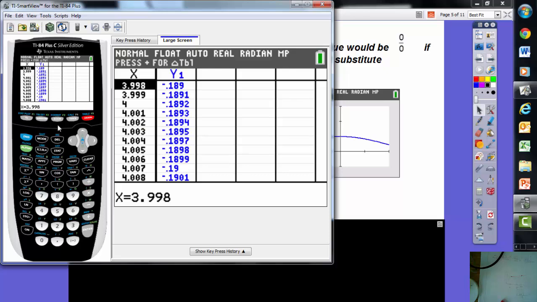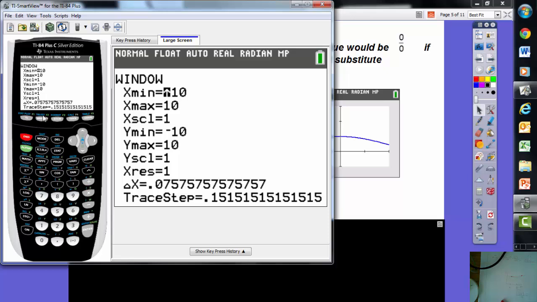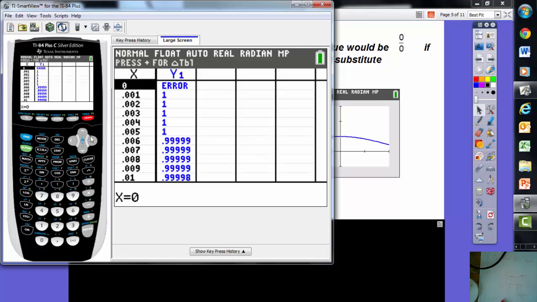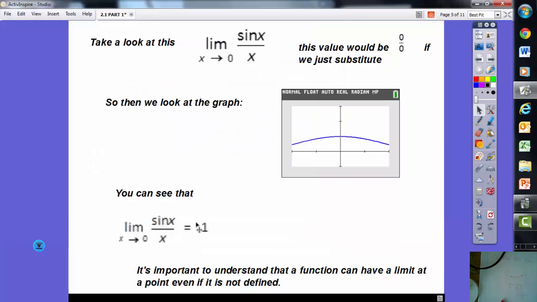Now I set my table up to change by thousandths. To do that, you go to second table set. Your delta table, you can change it to 0.001. That's useful for finding limits because we want to know when something gets really close to a number. And in this case, we want to know when x gets really close to 0. So I'm going to start my table at 0 so that I can look on either side of it. And as you can see, to the left of 0, the value of the function is 1, and to the right of 0, the value of the function is 1, even though at 0, the function is undefined. That still means the limit as x gets closer and closer to 0 of this function is 1.